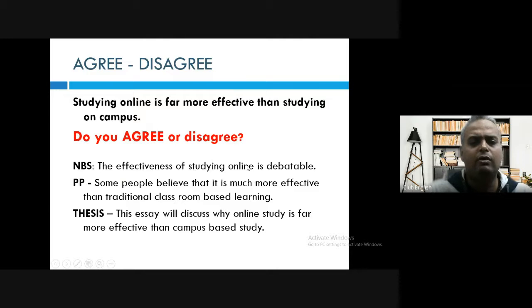Neutral background: the effectiveness of studying online is debatable. You can write neutral background statements in various ways. Then comes paraphrasing: some people believe that it is much more effective than traditional classroom-based learning. You're just doing the paraphrasing. Now here comes the main thing, that is thesis. This essay will discuss why online study is far more effective than campus-based study. Here you have taken a standpoint that X is better than Y, or Y is better than X. So here you are saying that online study is much better than campus-based study. You have taken a stand and you agree to this statement, right? Are you understanding this, people?